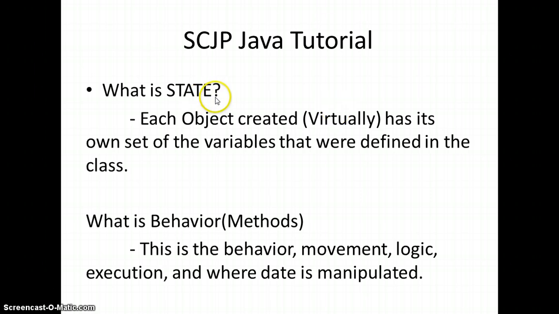What is state? Each object created virtually has its own set of the variables that were defined in the class, and that's its state. What are behaviors? Methods. This is the behavior, the movement, the logic, the execution, where data is manipulated within methods. That's what gives each class its behavior. This is a quick review. Don't get confused. We're going to go look through code. Make it easy.